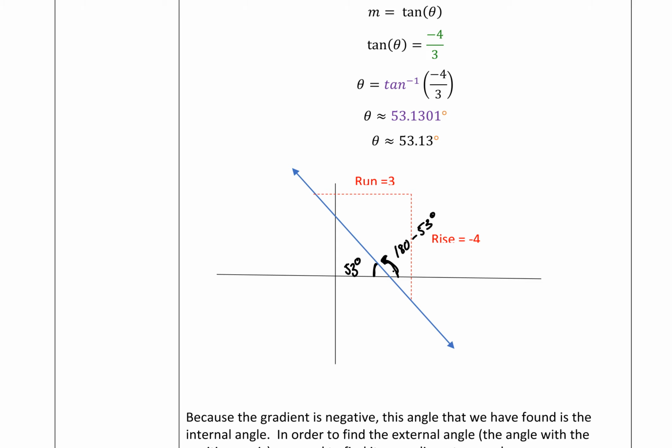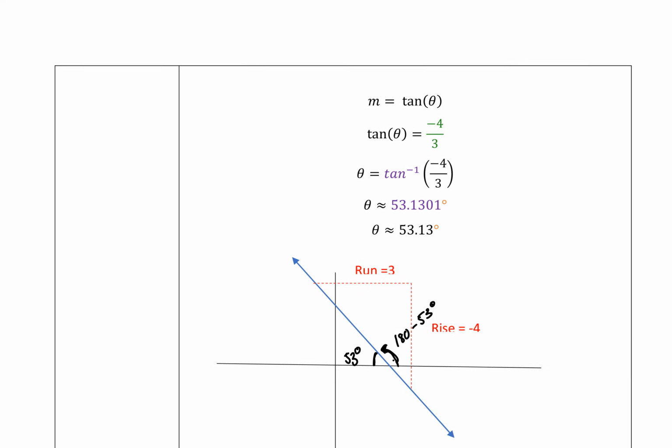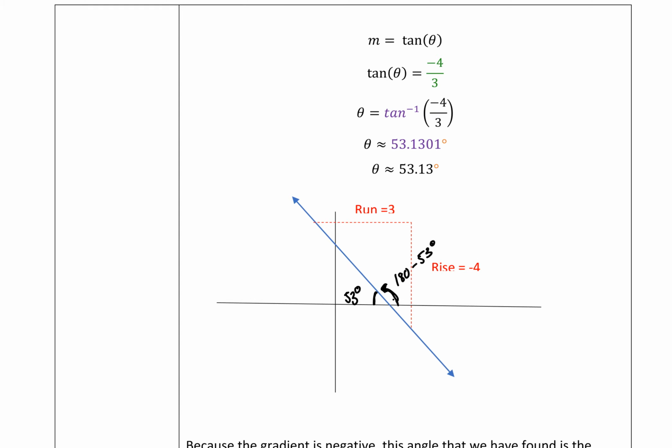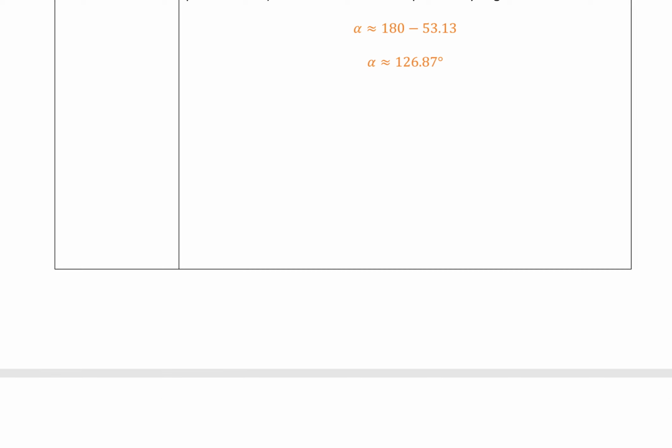Is it asking for the direction with the positive x-axis? In this case, it was with the positive. And so I've got to be thinking from the right side, from the positive side. And so the angle that we're after is actually going to be 180 minus 53. And that gives us 126.87.